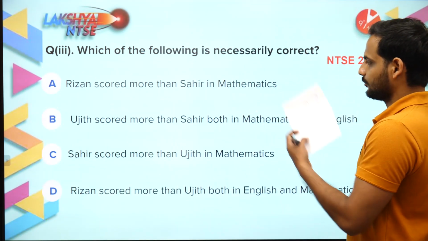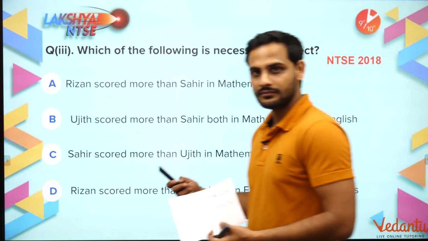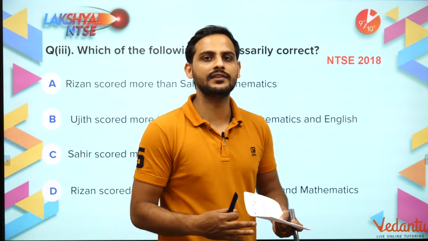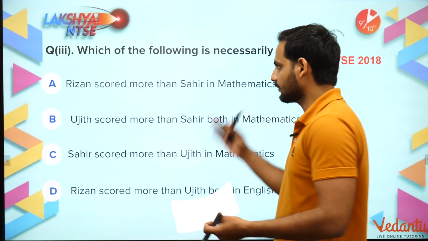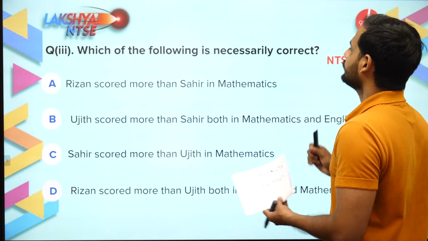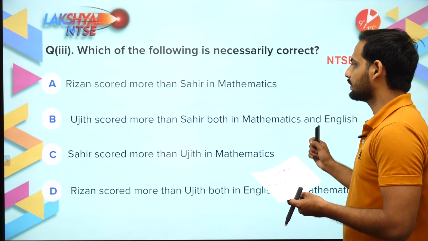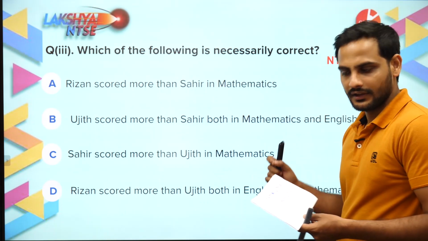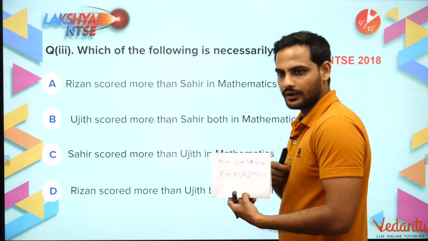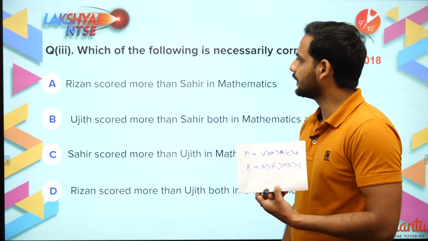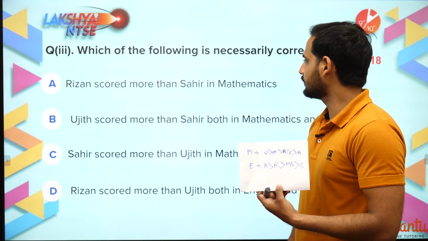Okay, let's move to the next question. So you can see, children, once the order is determined, it becomes very easy to get the final answer. Correct. The next question is, which of the following is necessarily correct? Rizan scored more than Sahir in mathematics. I hope all of you have written this clearly.